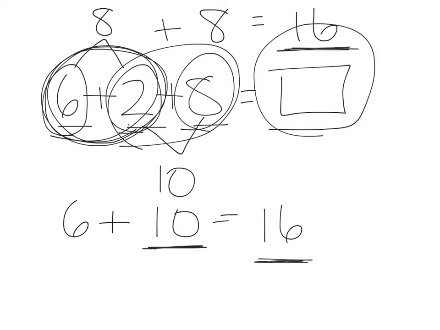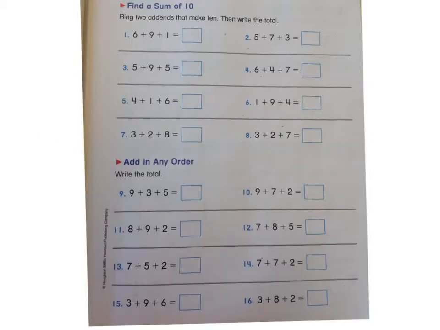So now I want you to turn to page 27 in your book. Page 27 starts with find a sum of 10 at the top. And, oops, shouldn't have done that so quickly.